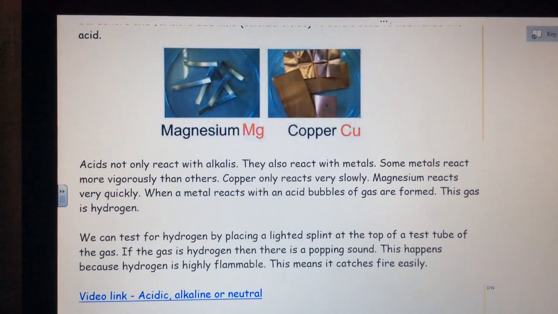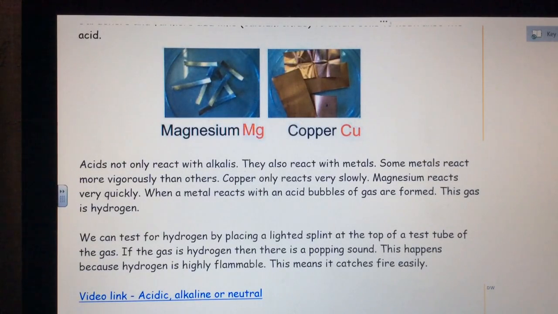Acids not only react with alkalis, they also react with metals. Some metals react more vigorously than others. Copper only reacts very slowly. Magnesium reacts very quickly. When a metal reacts with an acid, bubbles of gas are formed.